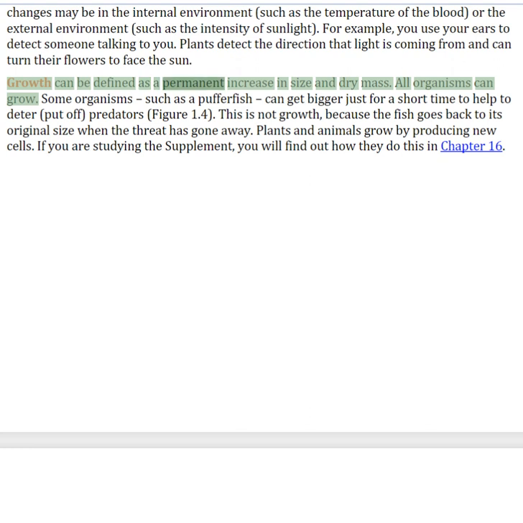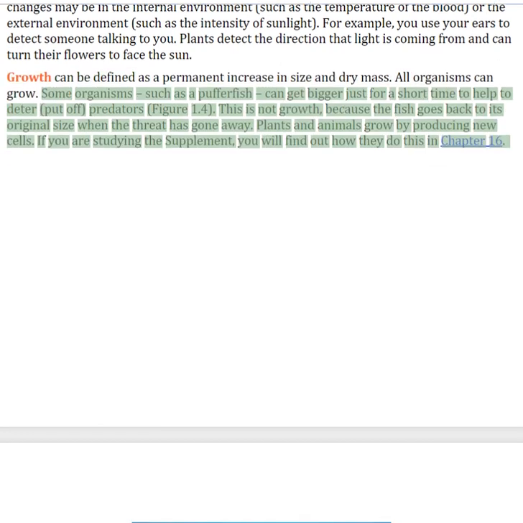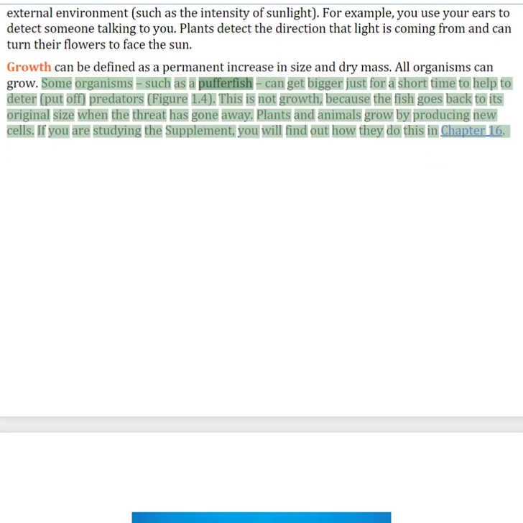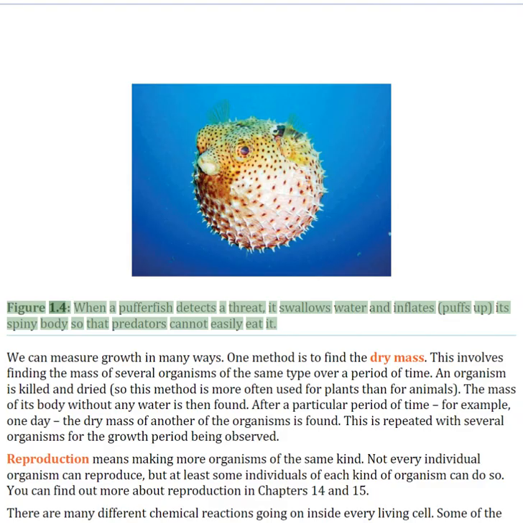Growth can be defined as a permanent increase in size and dry mass. All organisms can grow. Some organisms, such as a pufferfish, can get bigger just for a short time to help to deter predators. This is not growth, because the fish goes back to its original size when the threat has gone away. Plants and animals grow by producing new cells. If you are studying the supplement, you will find out how they do this in Chapter 16. Figure 1.4.